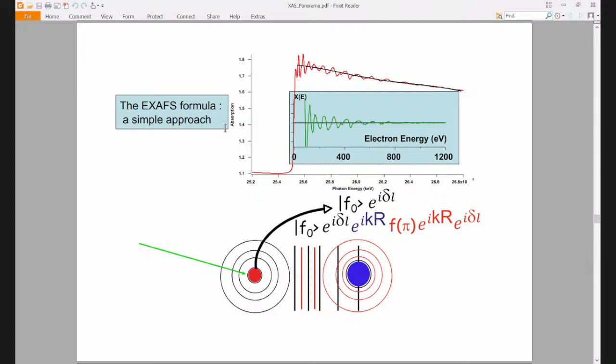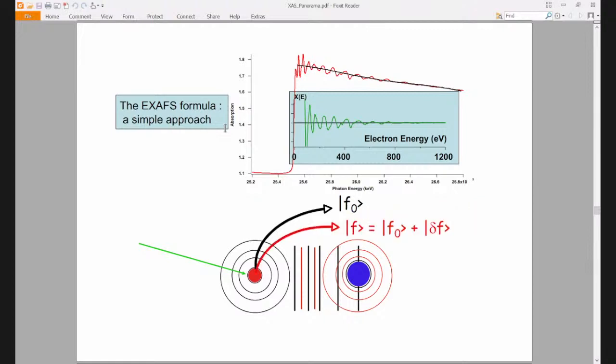And then you will see we will obtain an expression which is not very complicated, which can be handled and makes XAS something very useful. And then I will show you that it was simple. There are problems, but now we know the way to solve them.